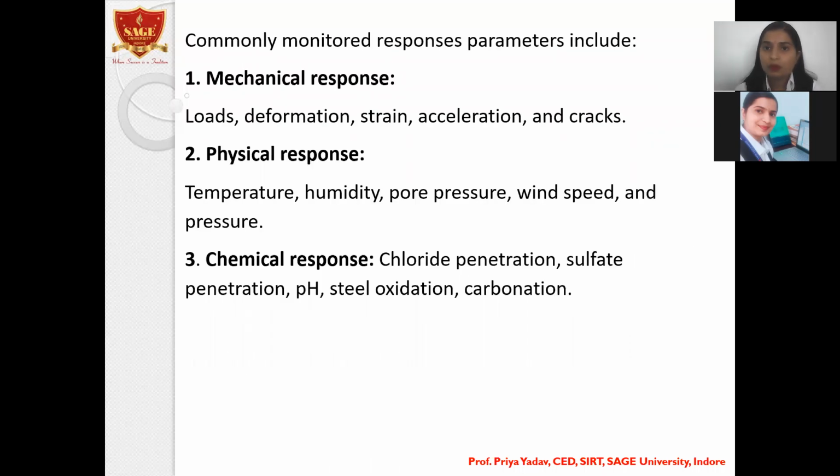Commonly monitored response parameters include mechanical response. It includes load, deformation, strain, acceleration, and cracks. Physical responses include temperature, humidity, pore pressure, wind speed, and so on. Chemical responses include chloride penetration, sulfate penetration, pH value, steel oxidation, and carbonation.